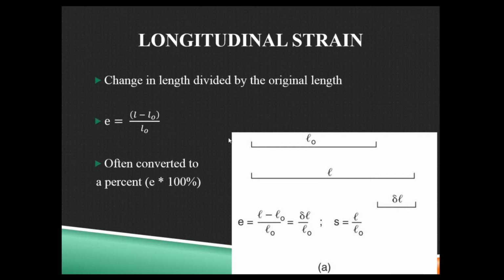Sometimes E is converted into a percentage instead of being a decimal, and so then you just take that raw E and you multiply by 100%. So if you get 0.6, it's the same thing as 60%.